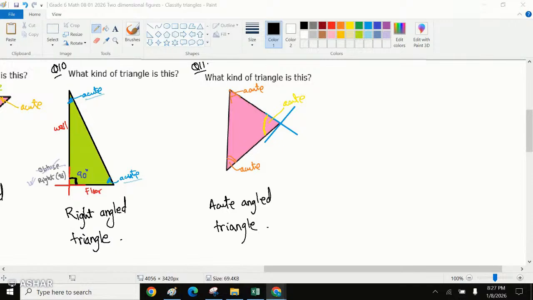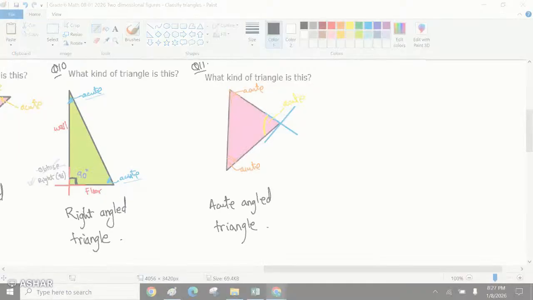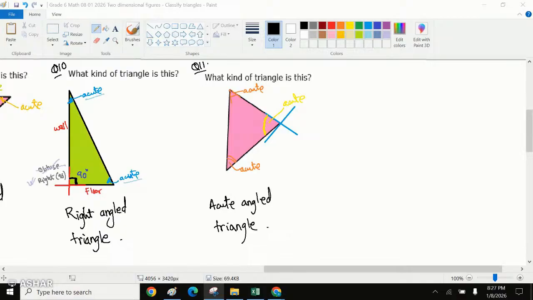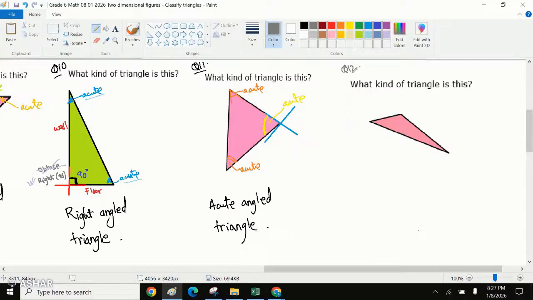The next question looks very similar. I'll just skip to the next one. What kind of a triangle is this? For question number 12, identify what kind of a triangle this is. Is it acute or obtuse? It cannot be right because we cannot see that 90 degrees anywhere, right? For question number 12, Prem, what kind of a triangle is this?